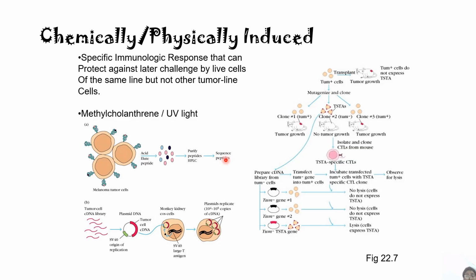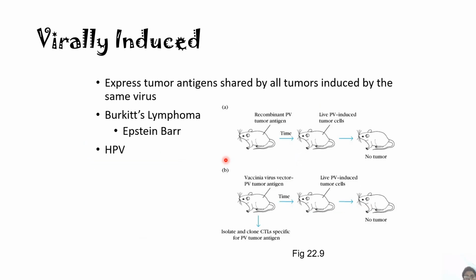Now, if you talk about chemically or physically induced ones, they can produce a specific immunological response that can protect against later challenge by live cells of the same line, but not other tumor line cells, like methylcholanthrene or UV-induced tumors.